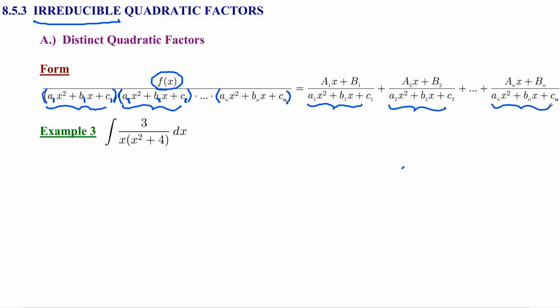Now, the way we assign the numerator for a quadratic factor is different than what we did for a linear factor. Notice if I have a degree 2 denominator, I'm going to need a degree 1 numerator. So I have a linear expression, a sub 1x plus b sub 1, for the numerator. So every quadratic factor will have a linear numerator. Remember, if we had a linear denominator, we had a constant in the numerator. So the rule of thumb in general is when you're setting up partial fractions, the degree of your numerator is 1 less than the degree of your denominator.